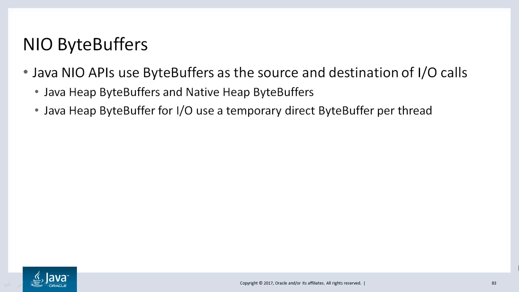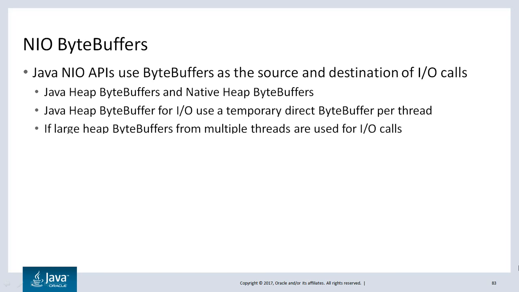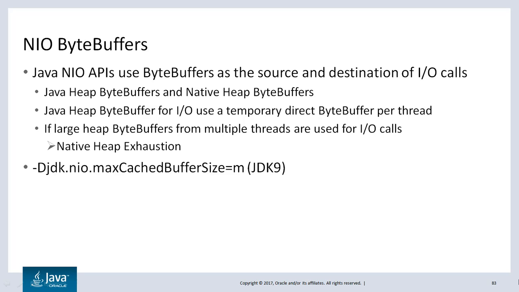The JDK caches one temporary buffer per thread without any memory limits. As a result, if we call IO methods with large heap byte buffers from multiple threads, our process can use a huge amount of additional native memory, which can look like a native memory leak. In JDK 9, a new property, maxCachedBufferSize, has been added that can be used to limit the size of these temporary direct byte buffers.